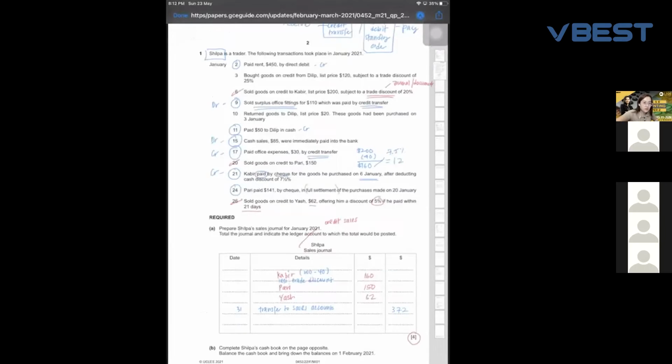You can't download it. That is weird. Okay, never mind. I'll send it later on in maybe Google Drive or something using the VBest account.